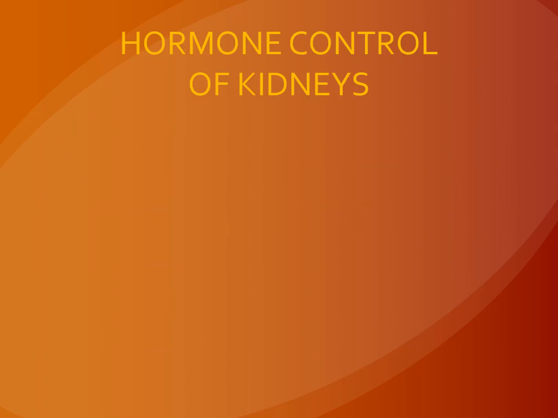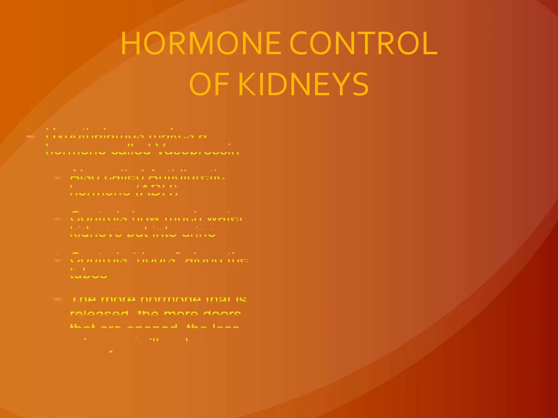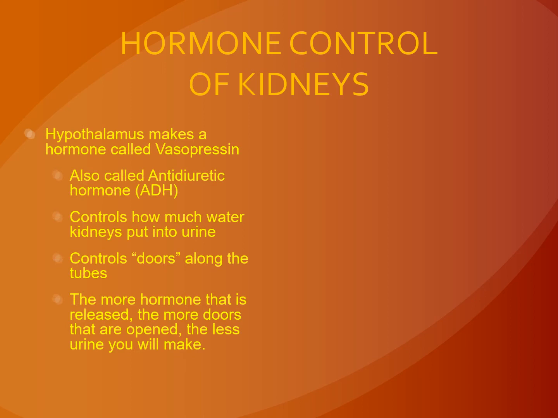So in the case of hormonal control of the kidneys, the making of urine is a negative feedback mechanism, meaning you're going to have two hormones to control how much urine we get made. And the first one here is a hormone called ADH, or anti-diuretic hormone. It's also called vasopressin. This hormone controls how much water kidneys put into the urine.